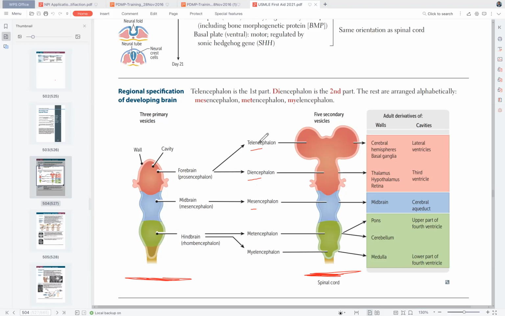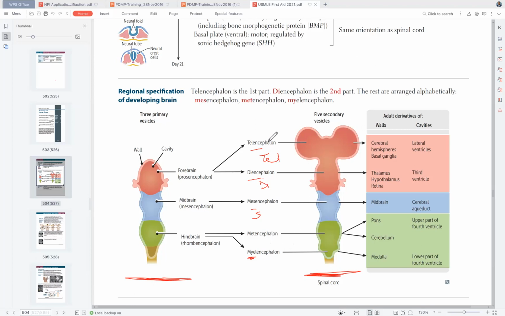The way I would want to remember this is I just recite it: tel, die, mess, met, mile. Mile always comes last, because of the Y there. Y is always at the last part of the alphabetical order. So just recite it: tel, die, mess, met, mile. If you recite that over and again, it's going to stay.